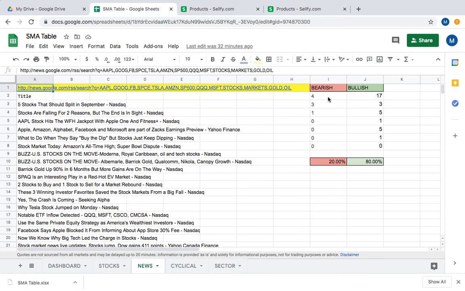And then over here, I have bearish terms, such as sell, down, fear, negative, and then bullish terms, which is buy, up, gain, long. There's a few more in there. And then it comes out with a ratio of bullish to bearish terms in the news headlines to give you an idea of what the news is saying in one quick snapshot.